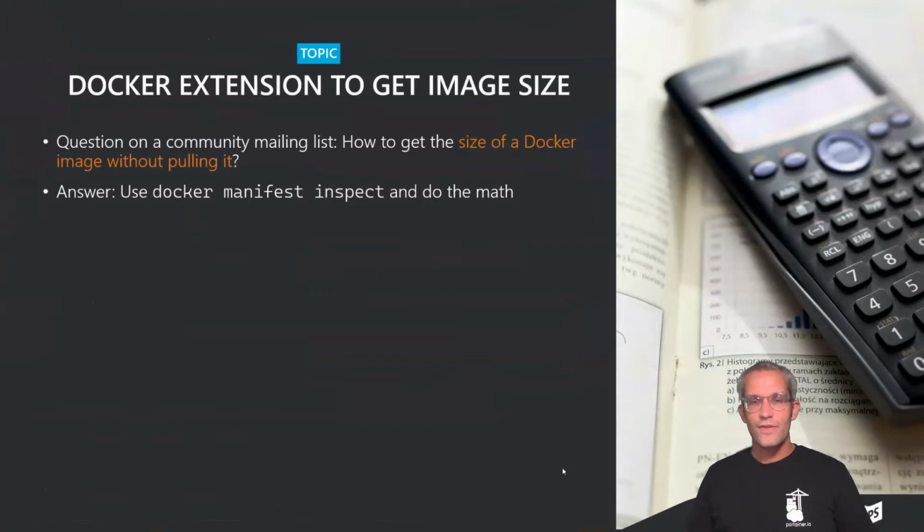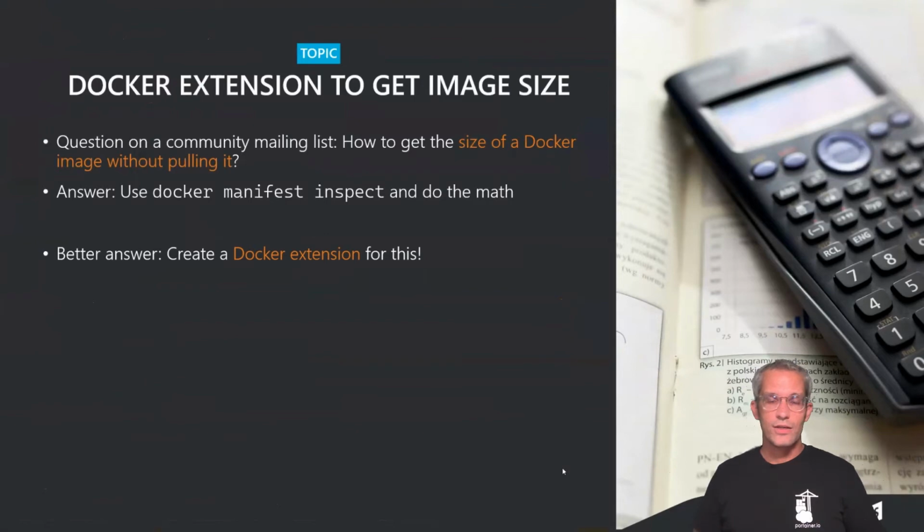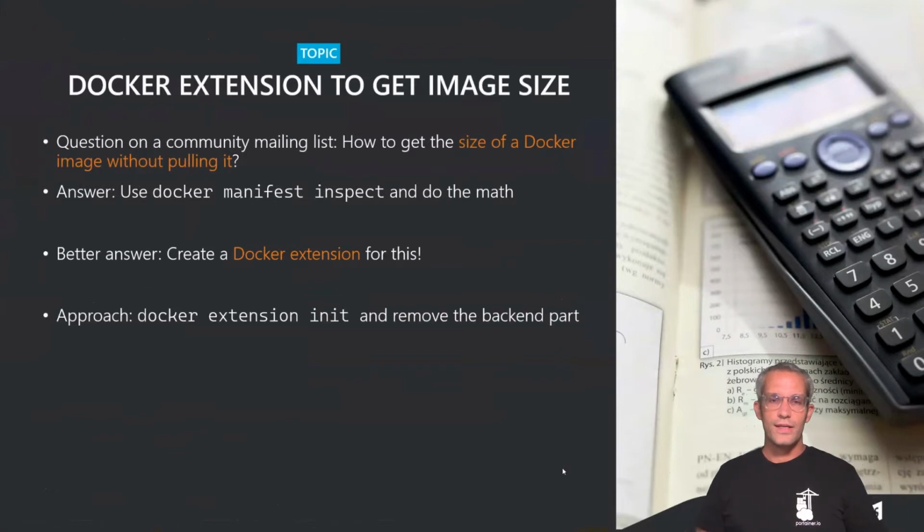But actually, that's not very user-friendly, right? It's not a great answer having to sift through the JSON file and finding out all the different numbers there. So a better answer, I thought, would be let's create a Docker extension. And if you take a look at the quick start for Docker extensions, then you will find that Docker extension init is the actual command for creating the bare bones of your own Docker extension. So I went with that.